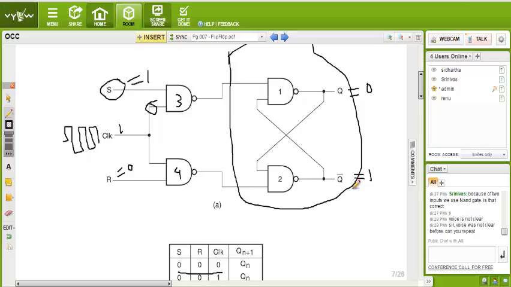Okay, check. There is a four possibility, because if the clock is 1, then this gate gives one output. If the clock is 0, then it gives another output. Am I right?